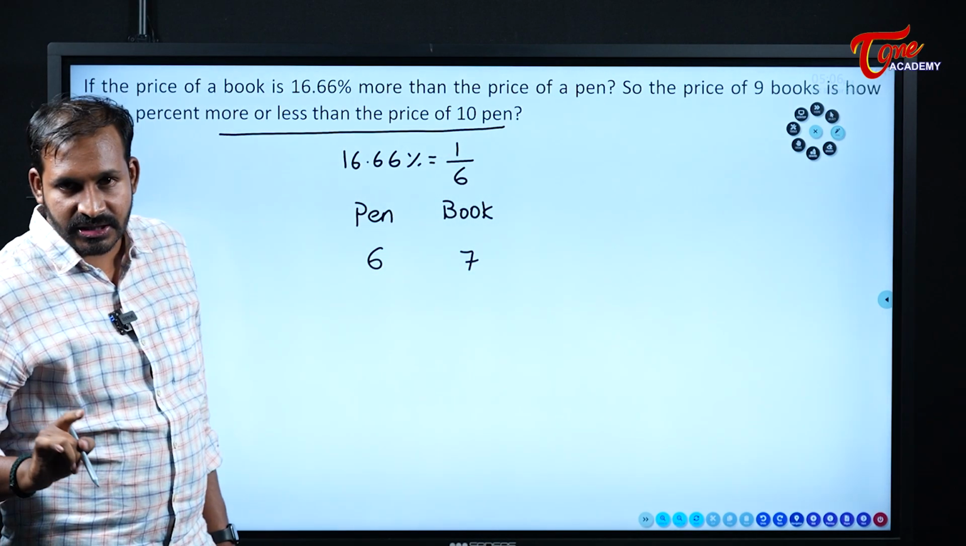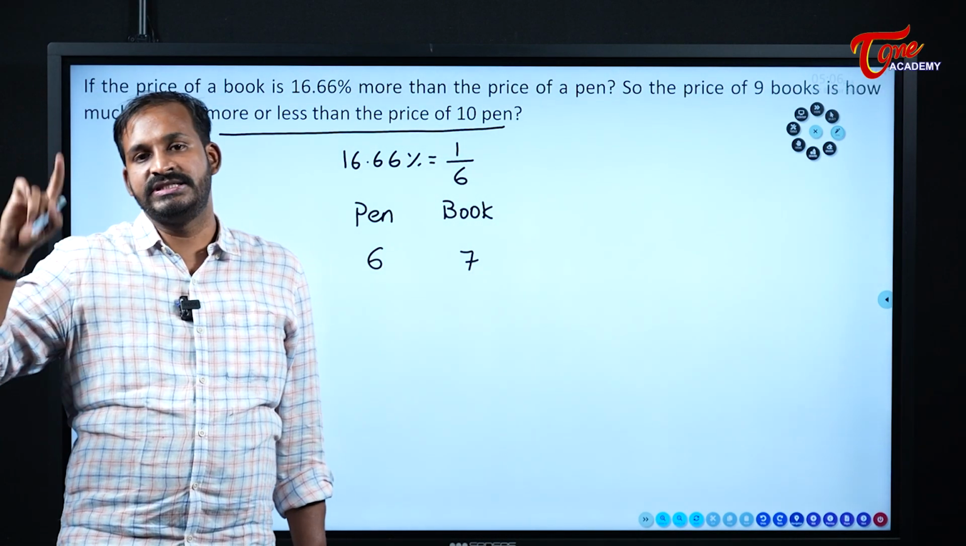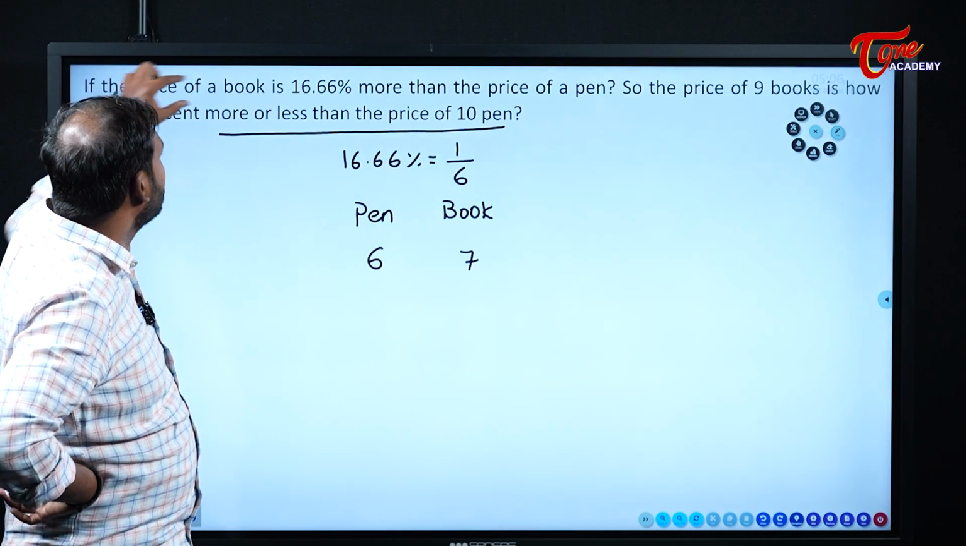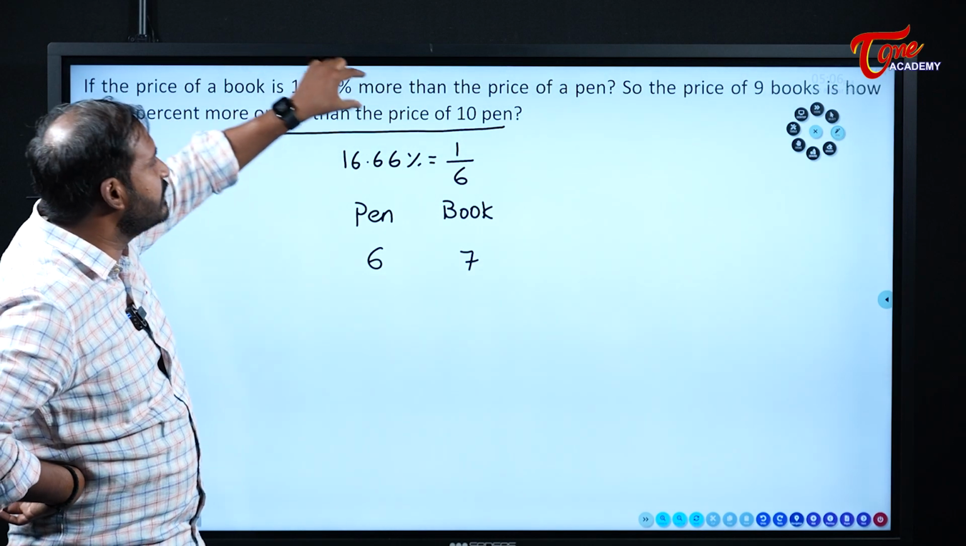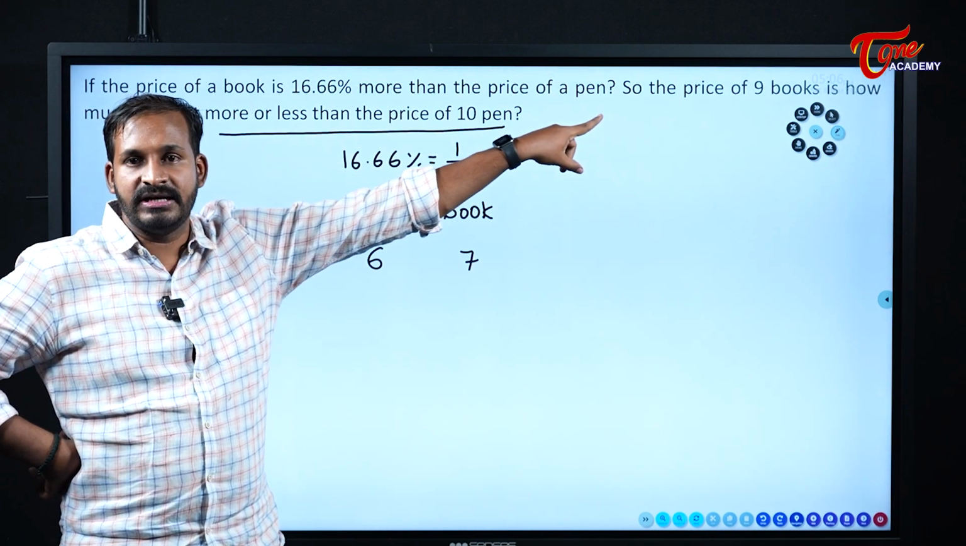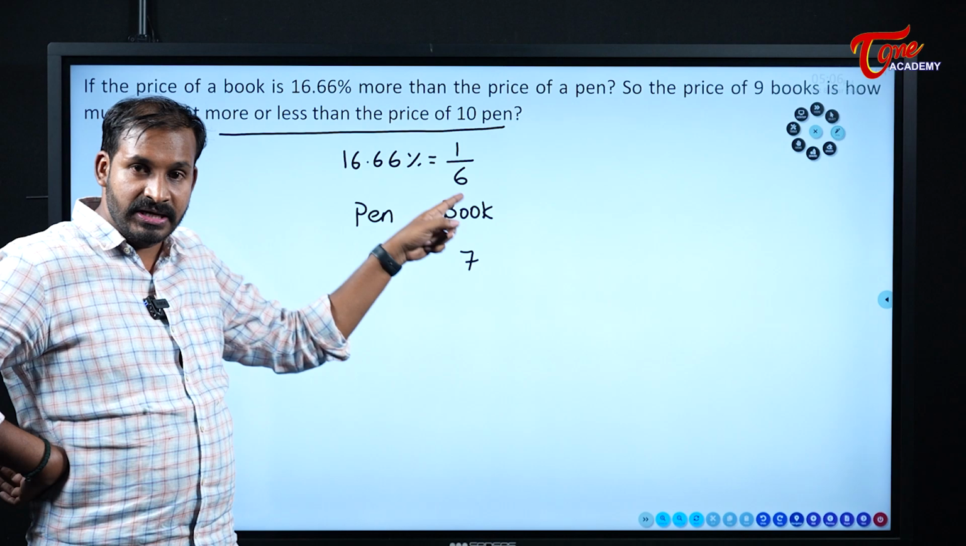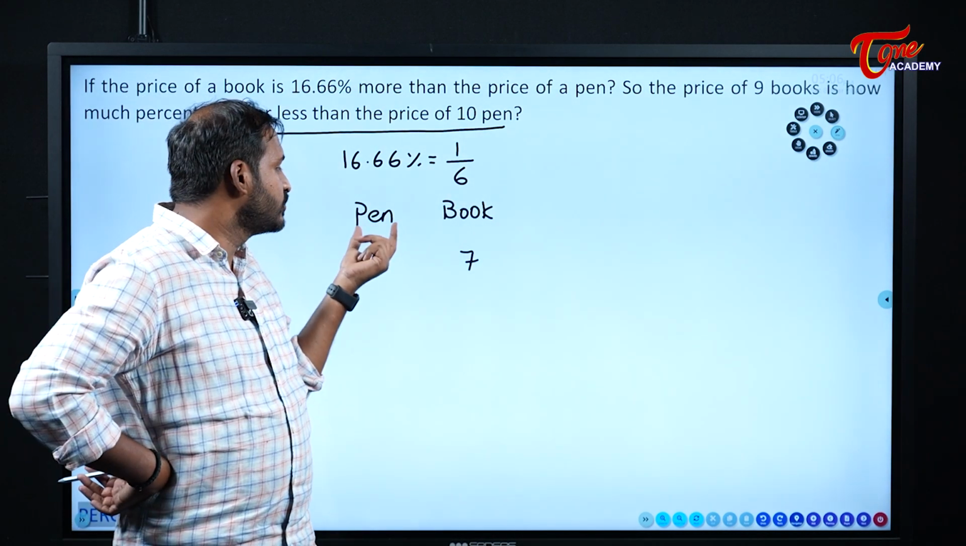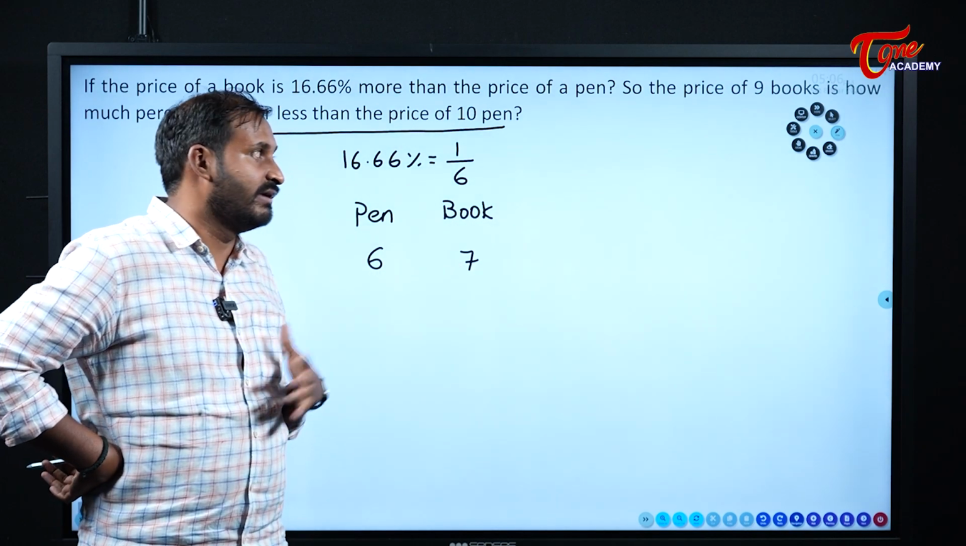So please be careful, students. In the previous case, the initial and final is different. In this case, the initial and final is different. Why? Because the price of the book is 16.66% more than the price of pen, right? So 16.66 is 1 by 6. So here initial, we are comparing it with pen price, right? So pen value is 6 parts, book value is 7 parts.